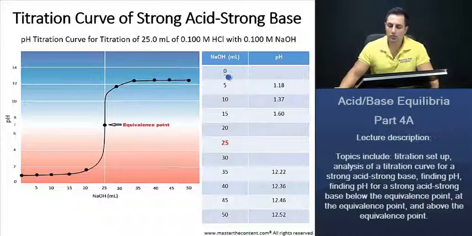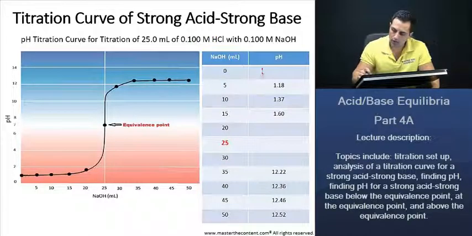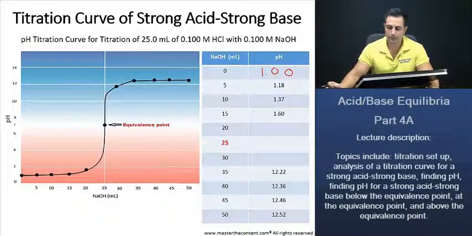Firstly, when we don't add any sodium hydroxide, and remember, this is a strong acid and strong base, how do we calculate the initial concentration of our hydrochloric acid? Well, we know it's a strong acid, and in the previous acid-base lectures, we demonstrated how to get the pH from the molarity. If you follow that method, you're going to get 1.00. Wonderful.